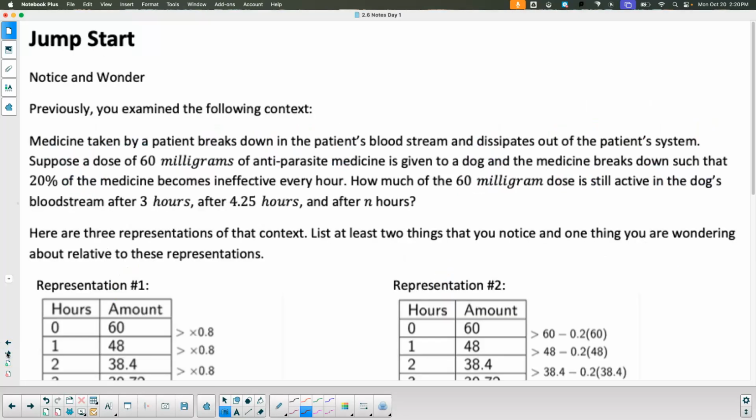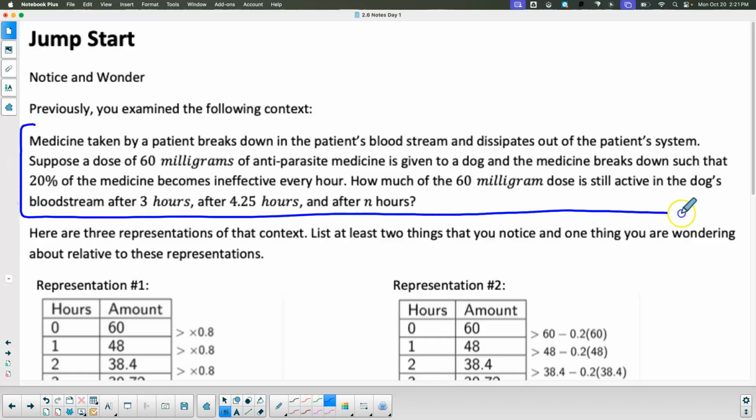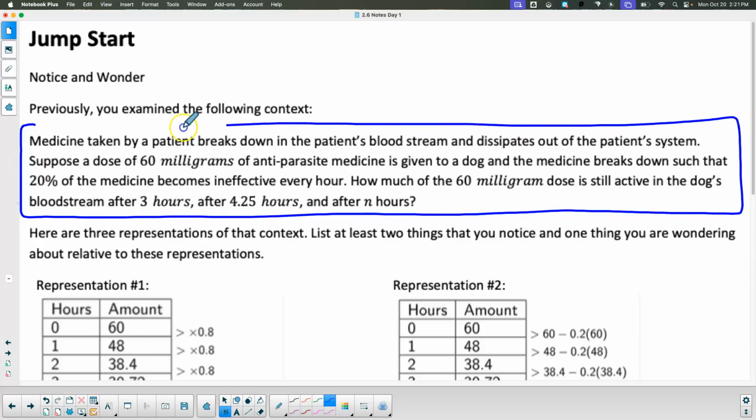All right. So now we are on the bottom half of that page, but I'm going to just walk through this. So we did this problem right here. Last unit, we actually did this problem. Okay, we did this problem in unit number 1. Okay, that's the problem. It basically said that medicine in your body dissipates at a rate of 20% per hour.